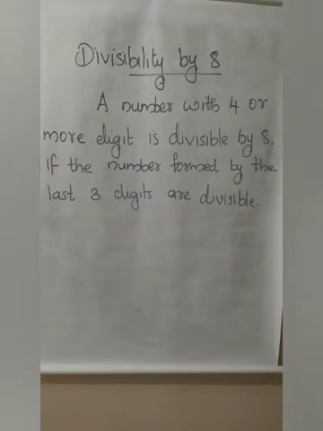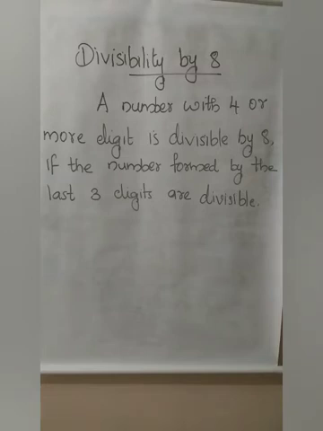Next, divisibility by 8. What is the divisibility rule of 8? It is in some way similar to the divisibility rule of 4. What is the divisibility rule of 4? Do you remember? The divisibility rule of 4 is about the last two digits, the ones and tens digits. That number should be divisible by 4. Then we can say the whole number is divisible by 4.